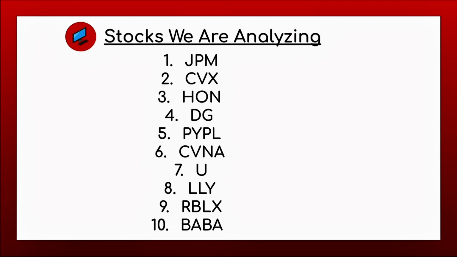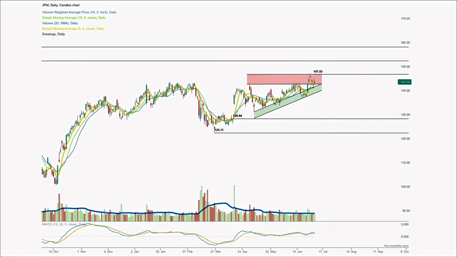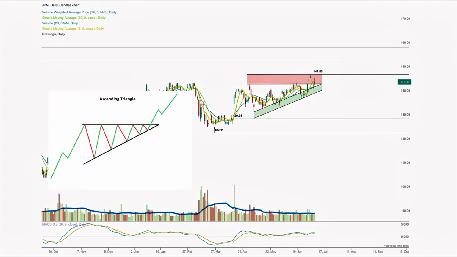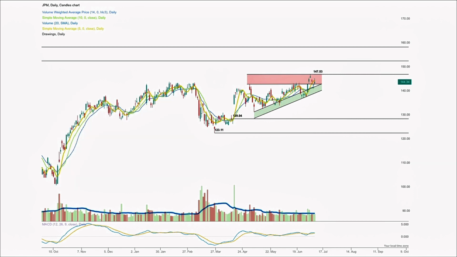Now, let's begin. So it seems like JP Morgan is forming an ascending triangle pattern. An ascending triangle pattern is generally considered to be bullish. So based on that information, we are looking for a move above $147.53, since that's the resistance.